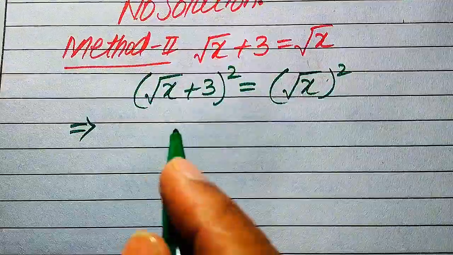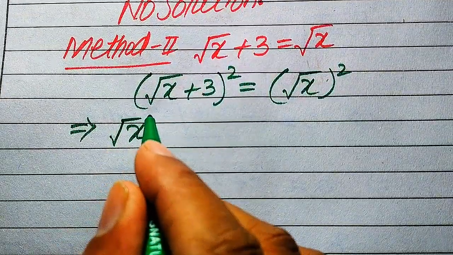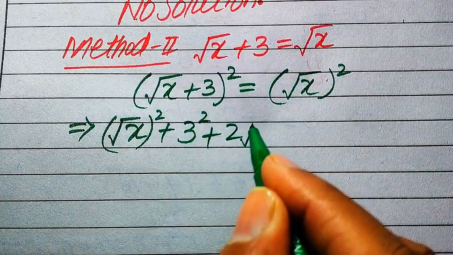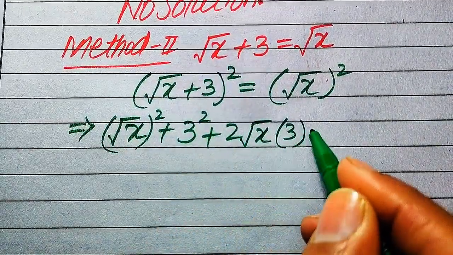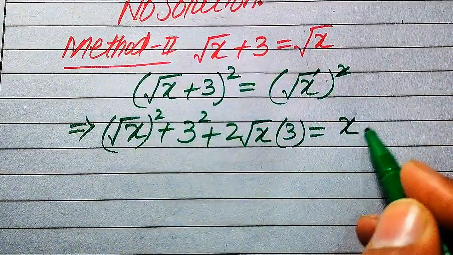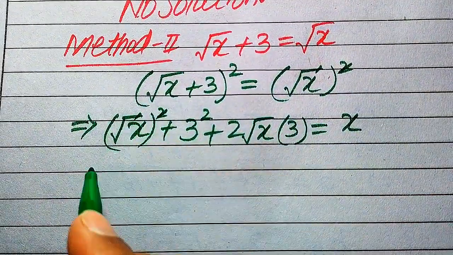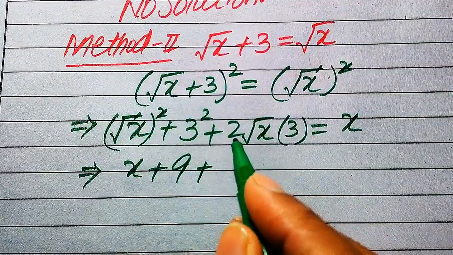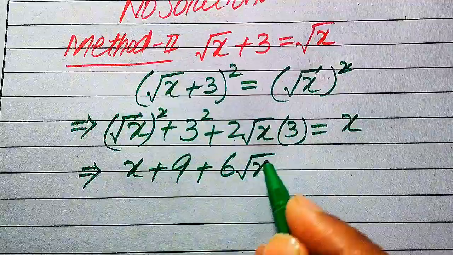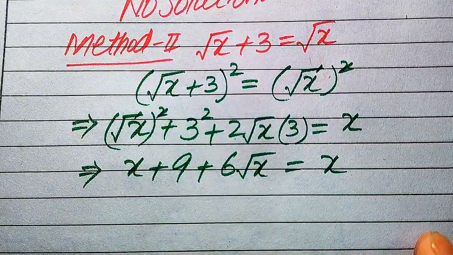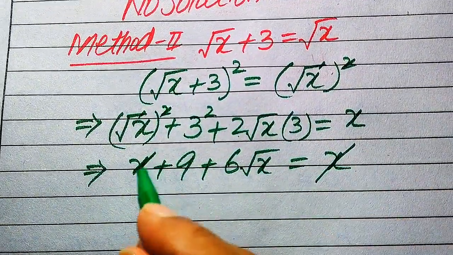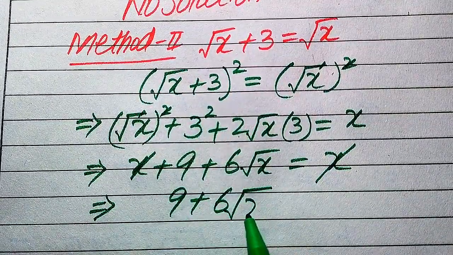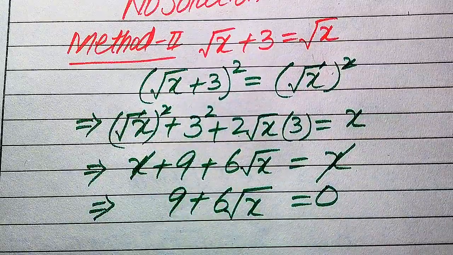So in the left hand side we use the nice algebraic formula, you know about that. It becomes square root of x square plus 3 square plus 2 times square root of x into 3 is equal to, this 2 and square root cancel out by each other, and we get here x only. And x plus 3 square becomes 9, and 2 times 3 becomes 6 times square root of x is equal to x. You see this x is cancelled out by this x, and the remaining values are 9 plus 6 times square root of x is equal to 0.